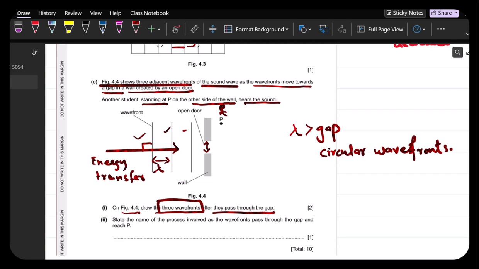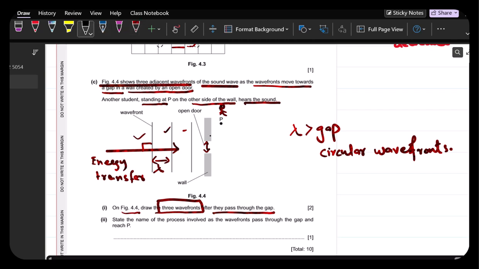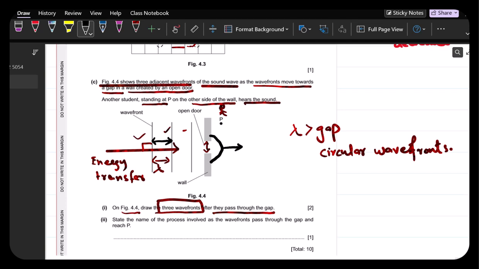If wavelength is less than gap, then less curvature will be there for the wave front. So we are going to draw the waves here. This is going to be one. And whatever this wavelength is here, the same wavelength is going to be considered here. So here I am having another wave, then another wave of the same wavelength. So we are going to draw like this.